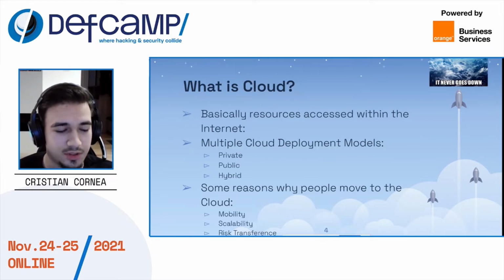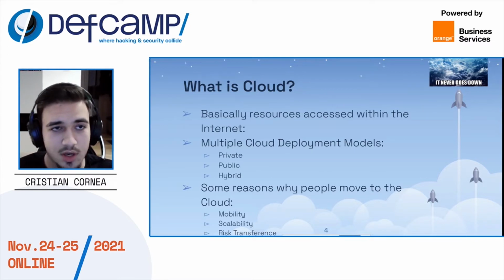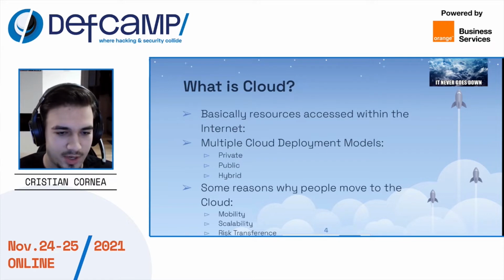There are multiple cloud deployment models. One is private cloud, which is basically your infrastructure, your cloud, deployed on premise, and just you have access to this. Then it's public cloud, which is offered by many vendors nowadays, such as Amazon, Microsoft, Google Cloud, and so on and so forth. Then we have hybrid, which is a combination of private and public cloud.